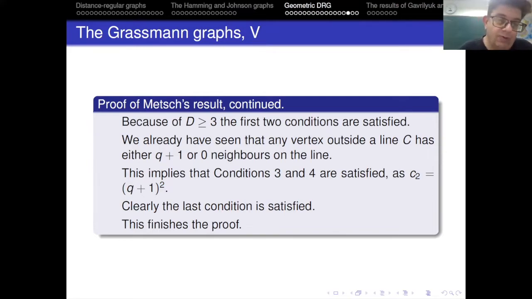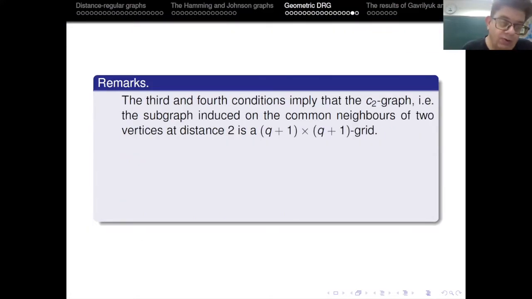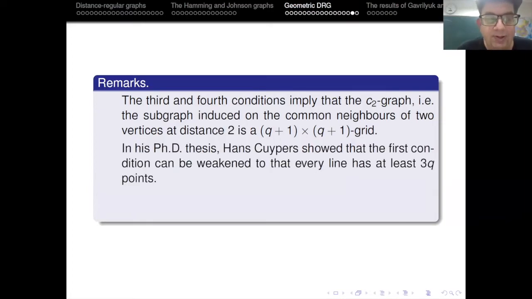So he used this work of Ray-Chaudhuri and Sprague from 1970. What you can show is that the third and fourth conditions imply that the C2 graph, that is the subgraph induced on common neighbors of two vertices, is a q plus 1 times q plus 1 grid. And Hans Kuipers, in his PhD thesis, I think in the early 1990s or late 1980s, showed that the first condition can be weakened to every line having at least 3 q points, but that doesn't help with the diameter bound.